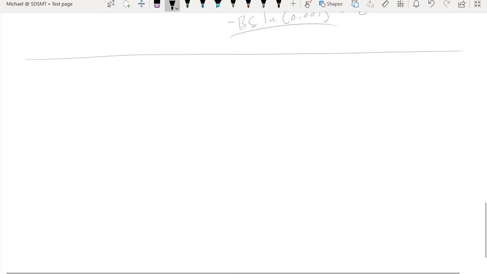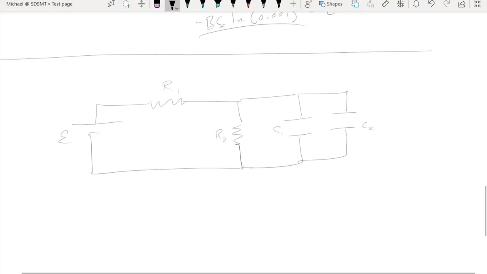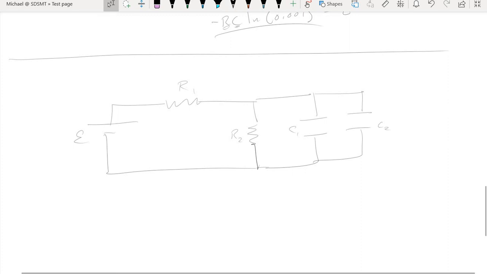I will leave you with one comment, and that is that it is possible that you could have a couple of resistors or capacitors in a circuit. And if that were the case, how would you handle it? If you had resistors 1 and 2 and capacitors 1 and 2, how would you handle that?